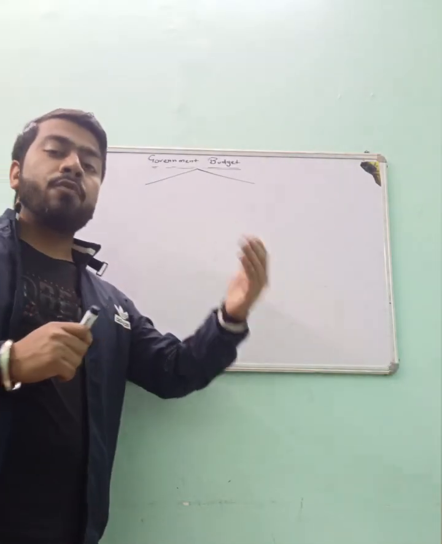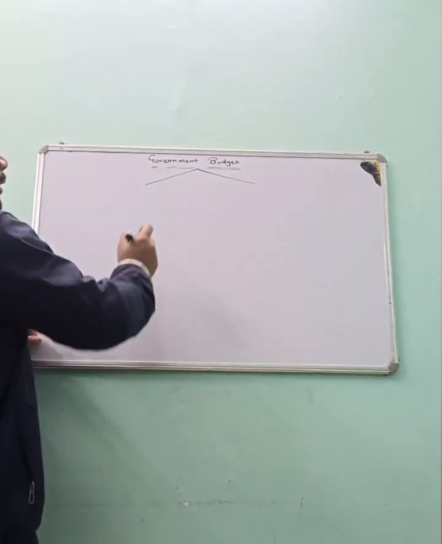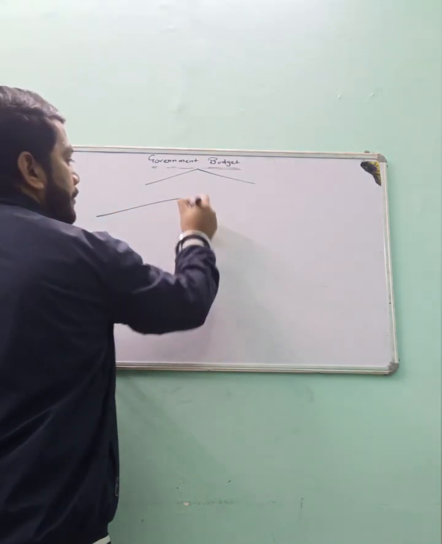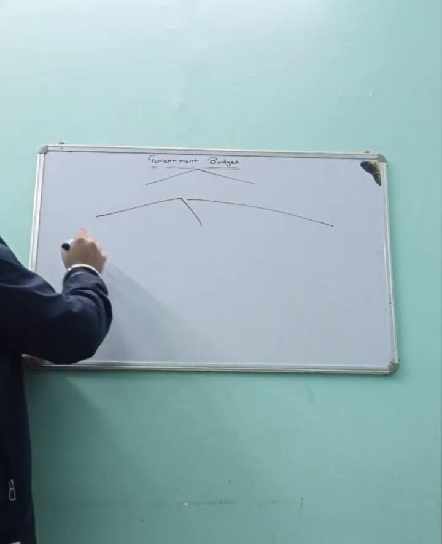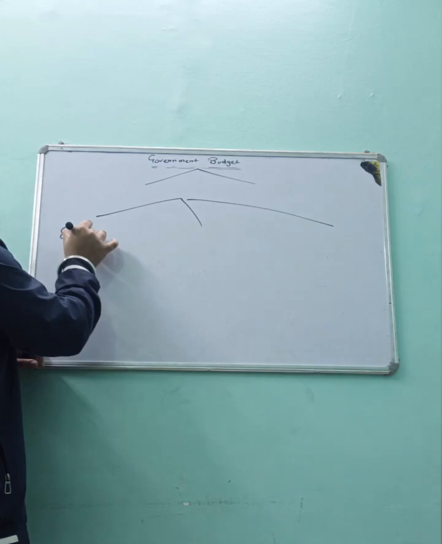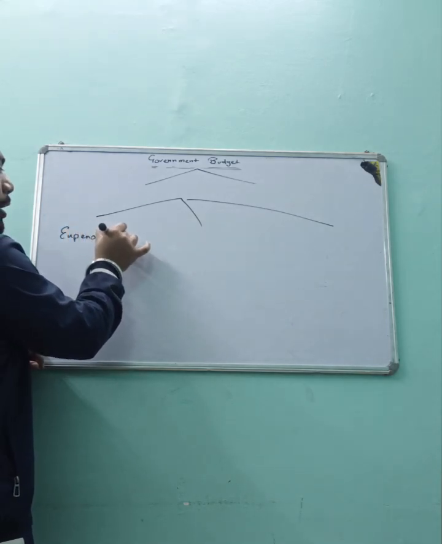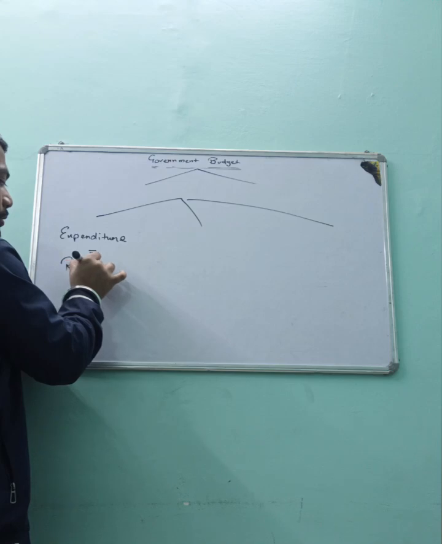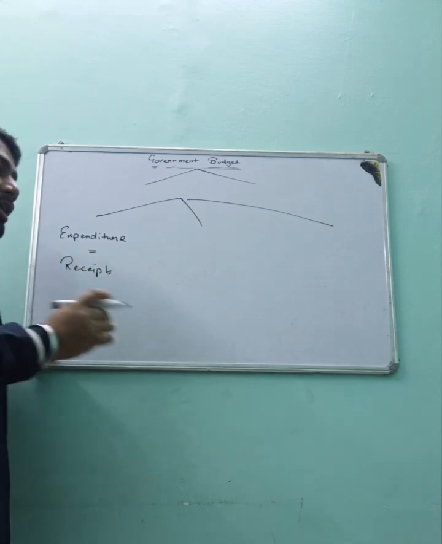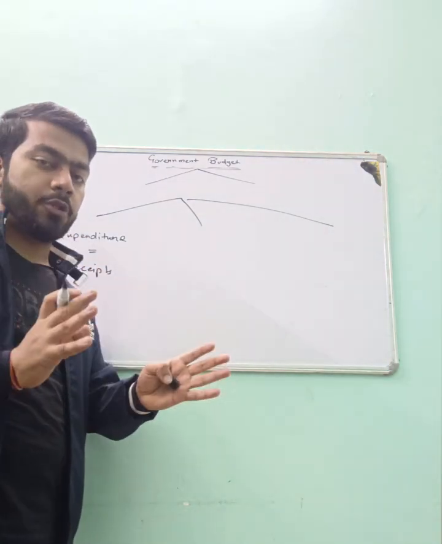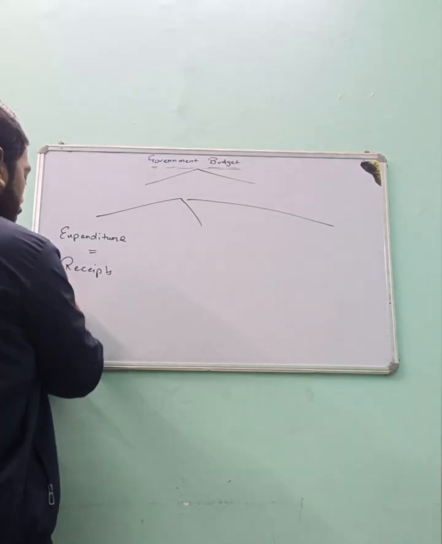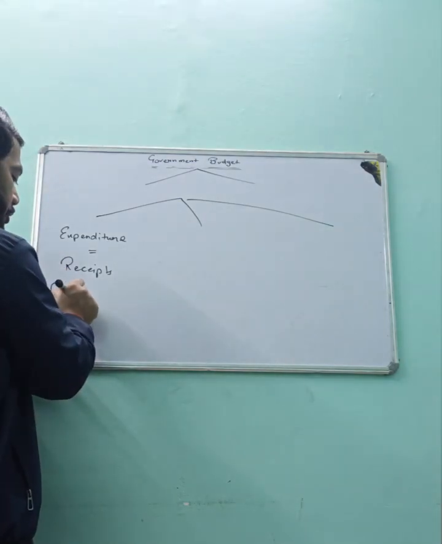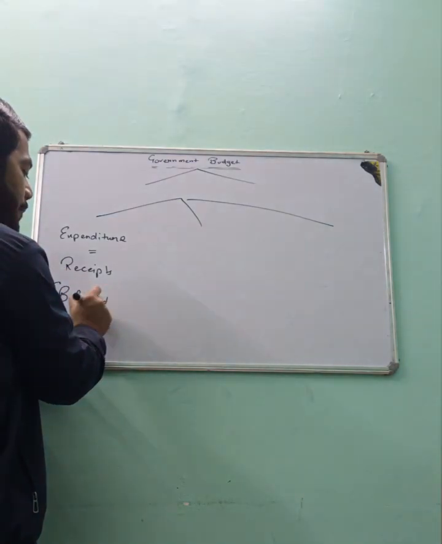Okay, now we'll move to the next topic. See, if both expenditure and receipts are equal, whatever we are spending, we are receiving that much money, then this is called a balanced budget.